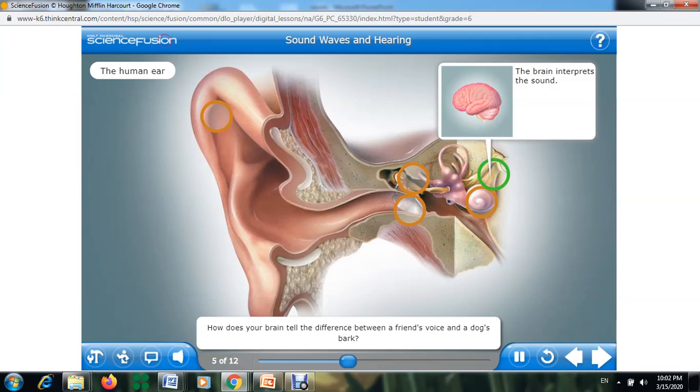How does your brain tell the difference between a friend's voice and a dog's bark? Different types of sound waves produce different nerve impulses in the auditory nerve. These impulses travel through the auditory nerve to special areas of the brain. In these areas, the brain interprets the nerve impulses as specific sounds.